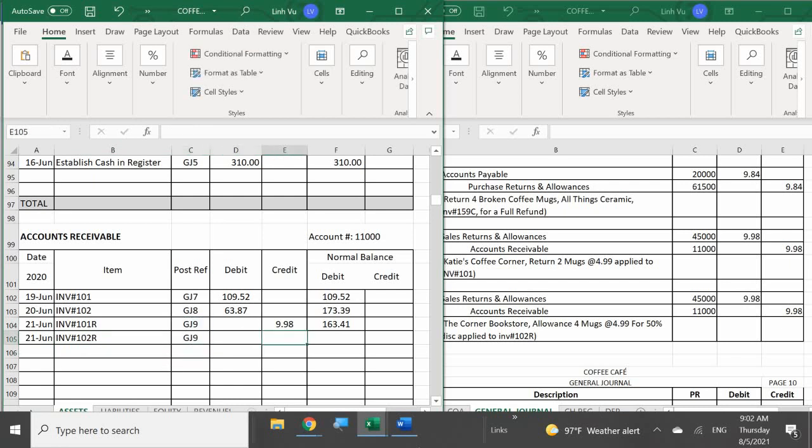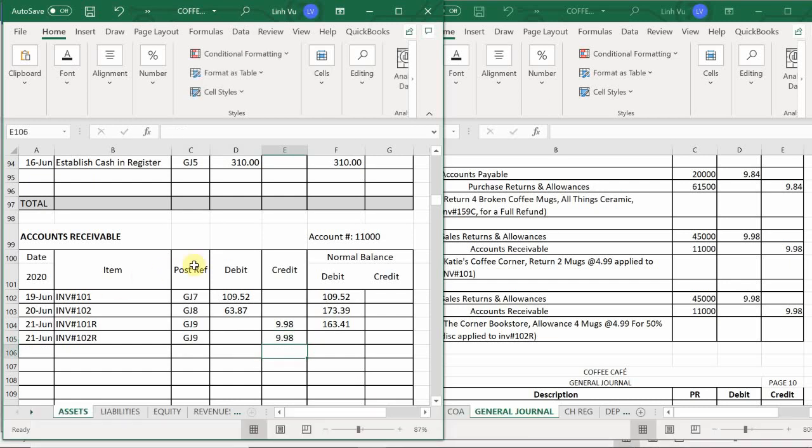All right. Debit amount 998. Okay, 153.43. Good. 153.43.